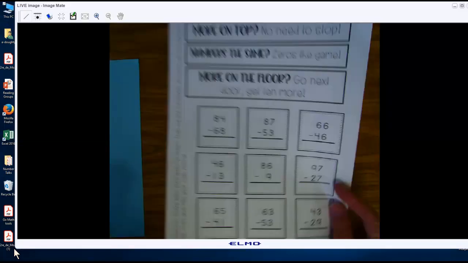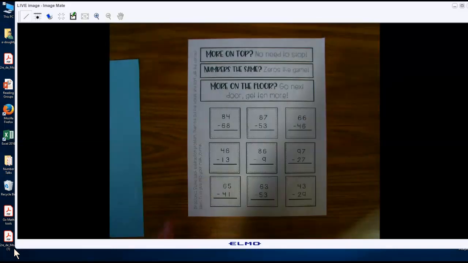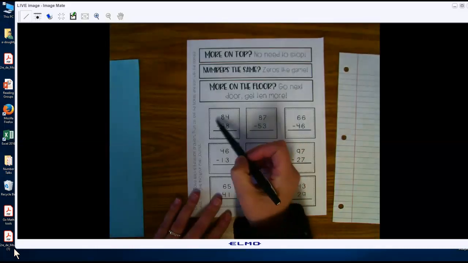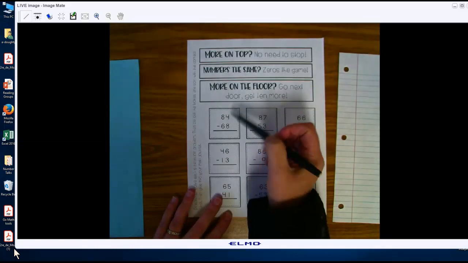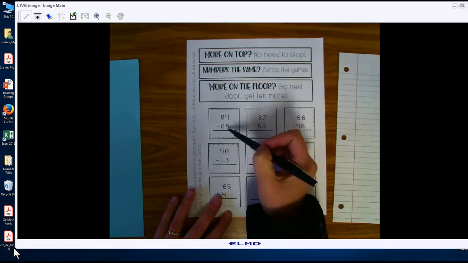So I gave you this paper in your packet. Looks like this. Before you cut them out, I want you to solve the problems first. So looking at 84 take away 4, would that be more on top, the numbers are the same, or more on the floor? More on the floor, that's correct. If I have 4 tens, I cannot take away 8.